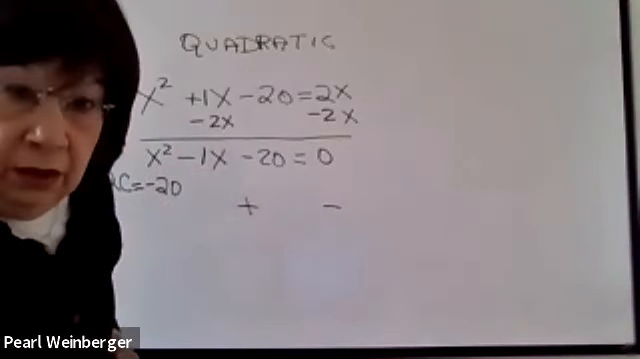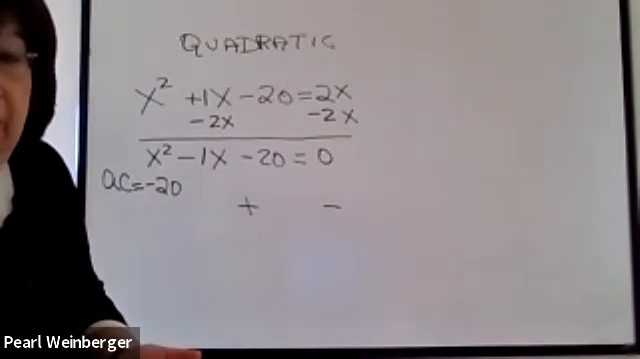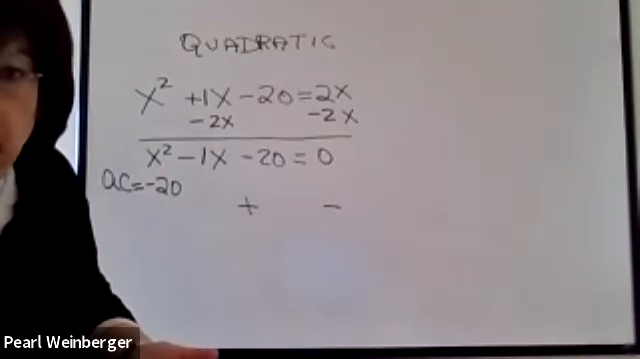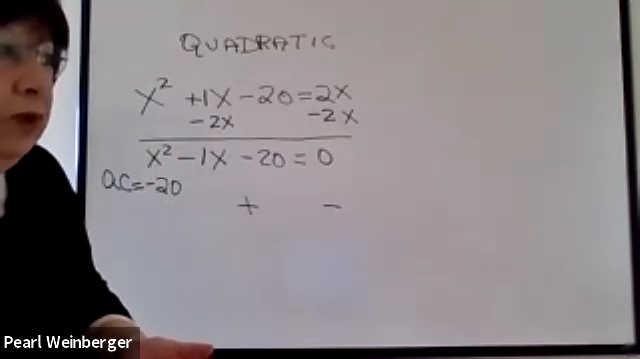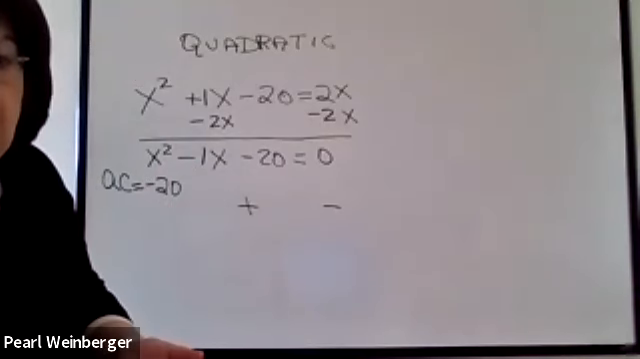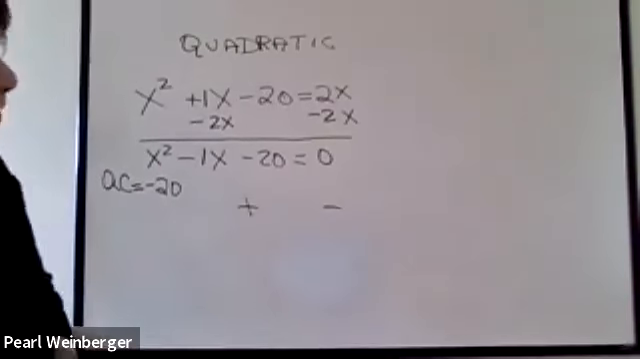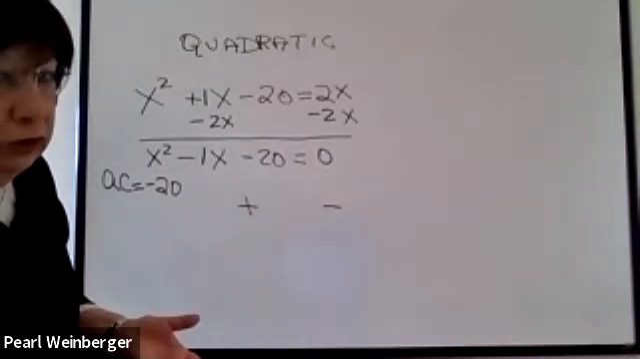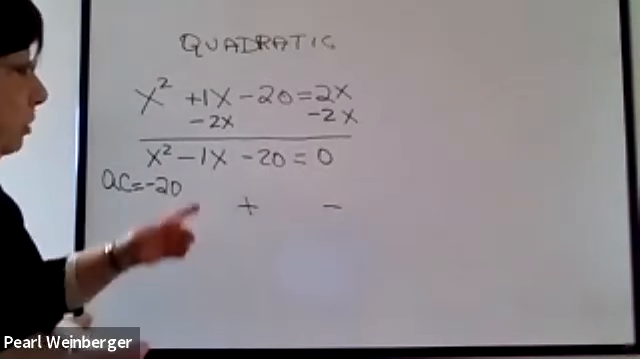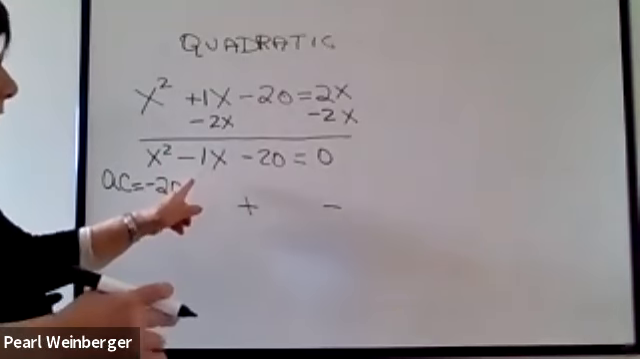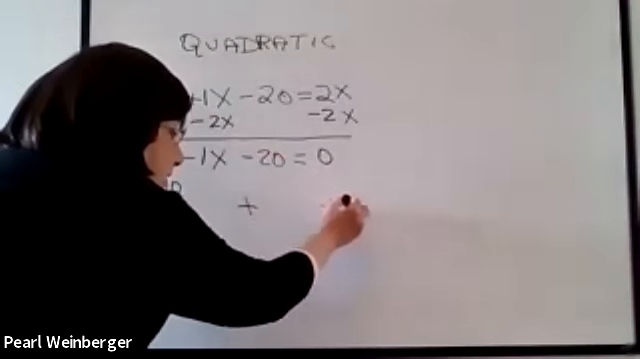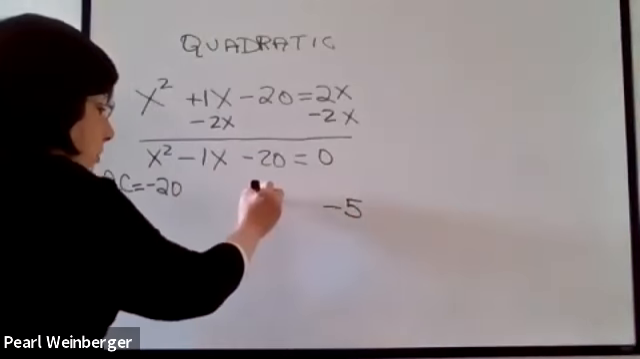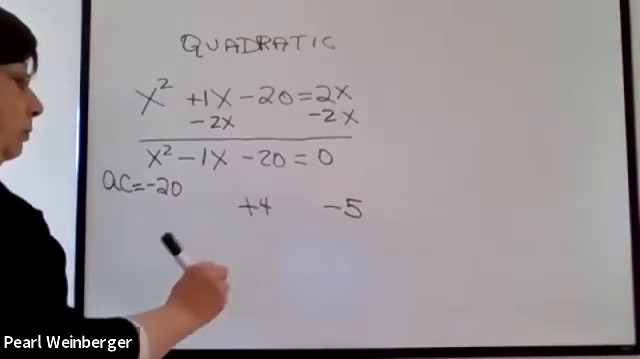Now, what number gives me 1 when I subtract them, but when I multiply them, gives me 20? And I see Stacia said they have to be 5 and 4, because 5 times 4 is 20, but 5 minus 4 is 1. And the 5 is the one that's going to be the negative, because the middle term being negative means my bigger number is going to be the negative number.